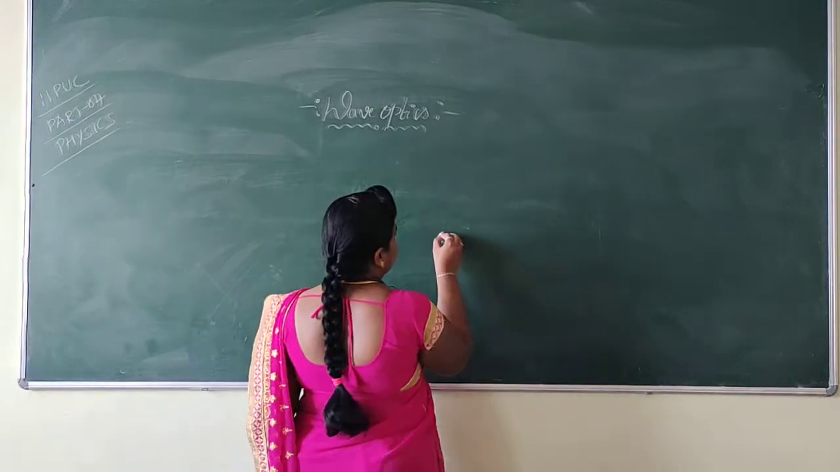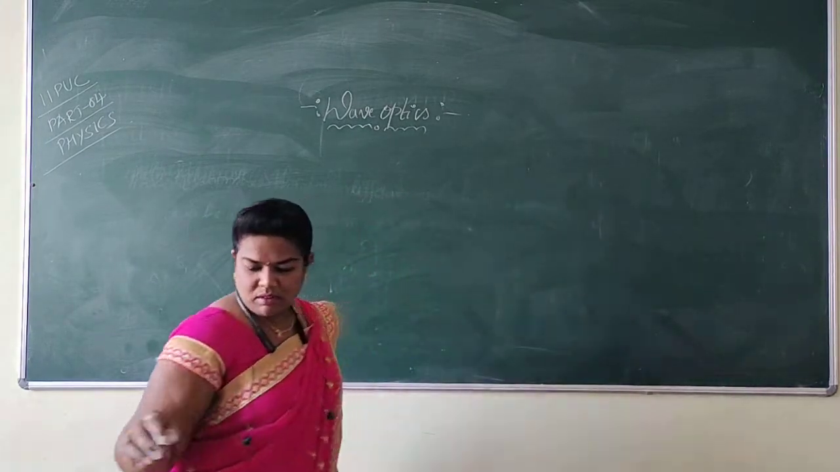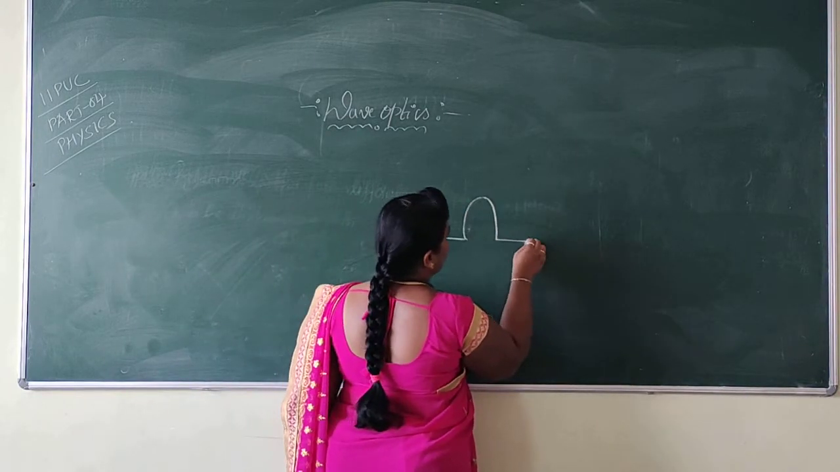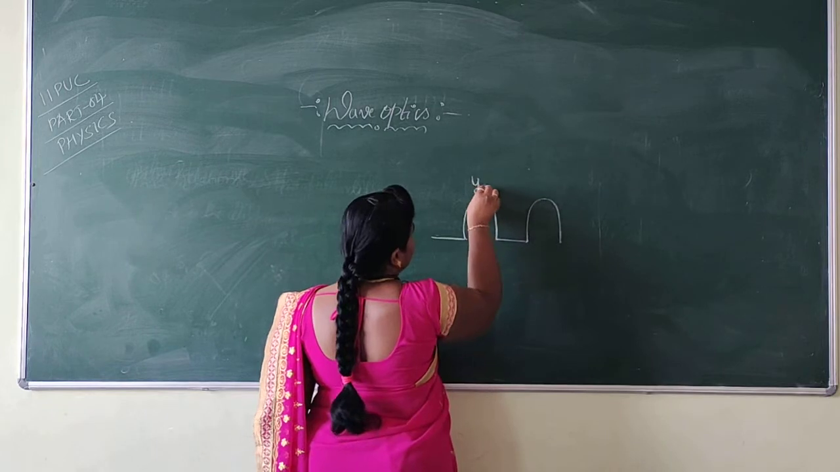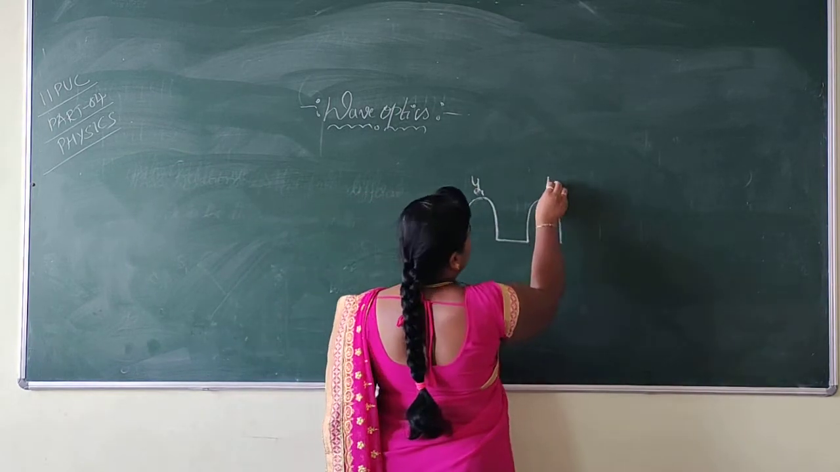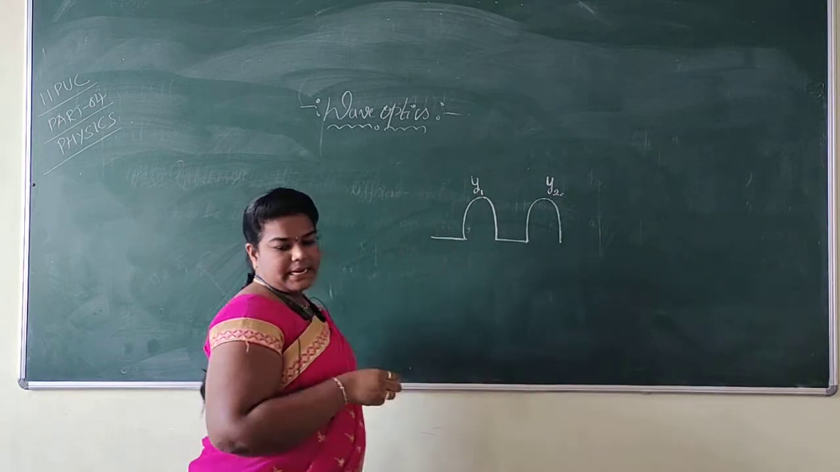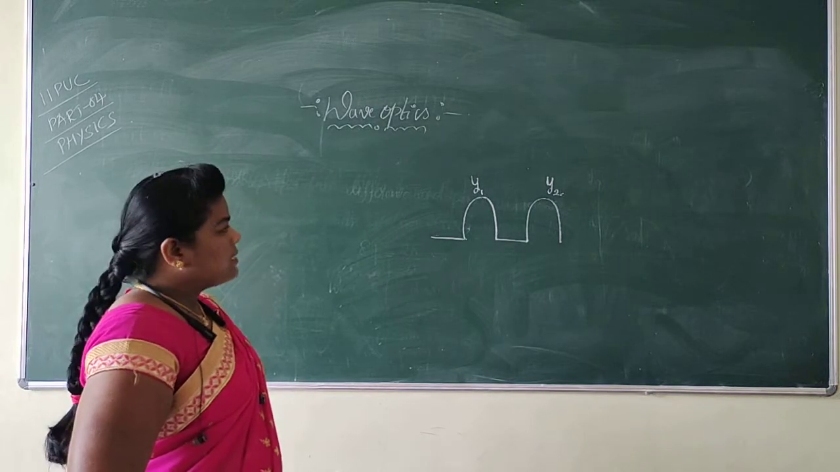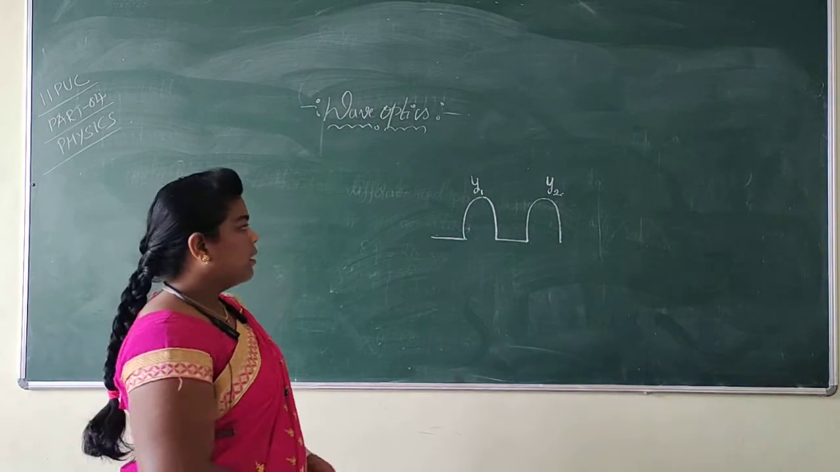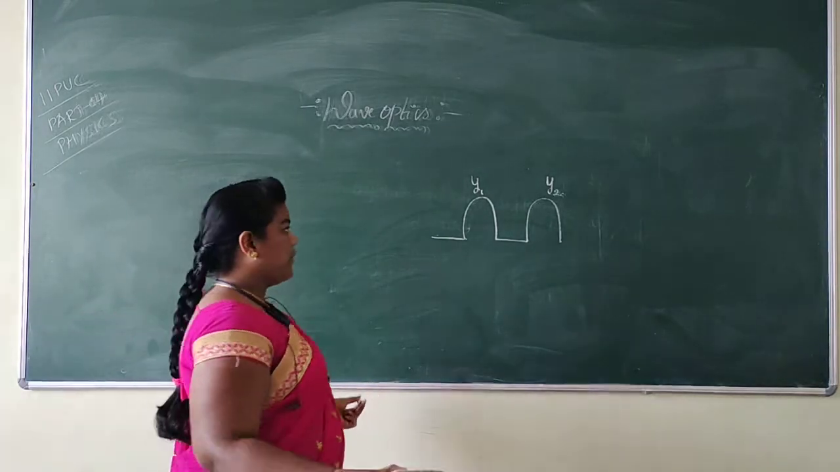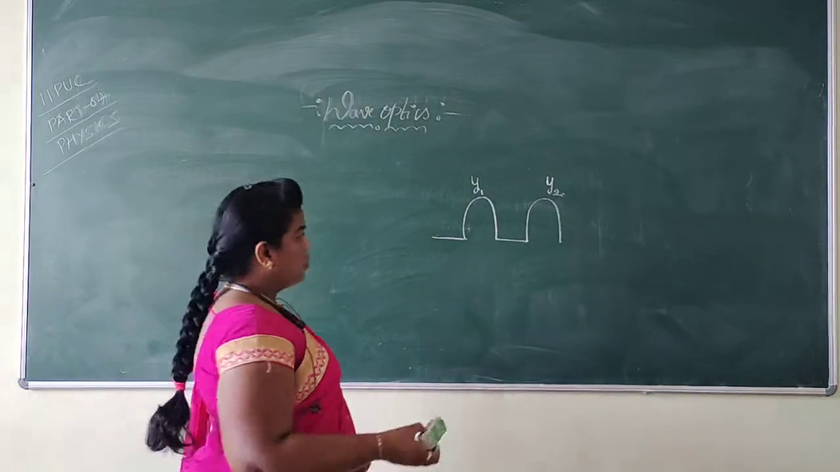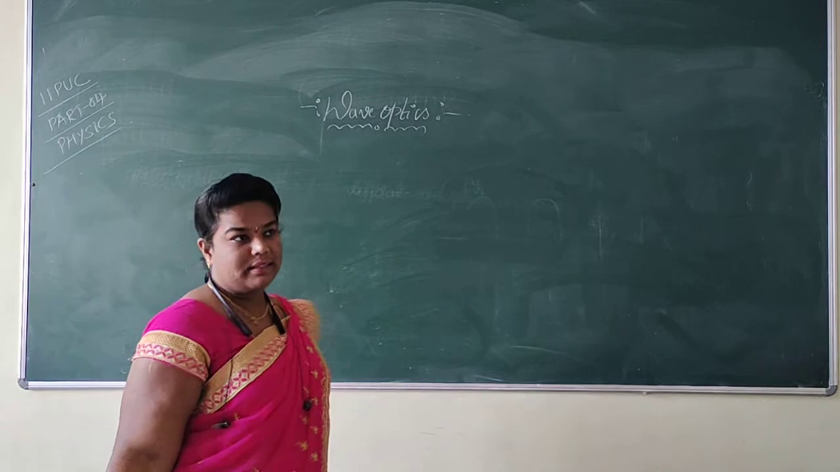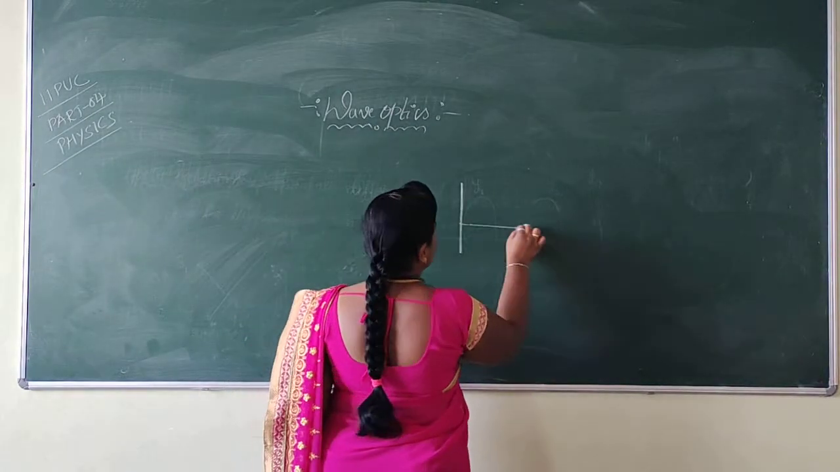See, you can observe that I have two waves. The displacement of this wave is considered as y1 and the displacement of this wave is considered as y2. Assume that I have two waves, one is y1 and another one is y2. No need to write in this way; you can write the diagram in another way also. Consider two waves in this way.